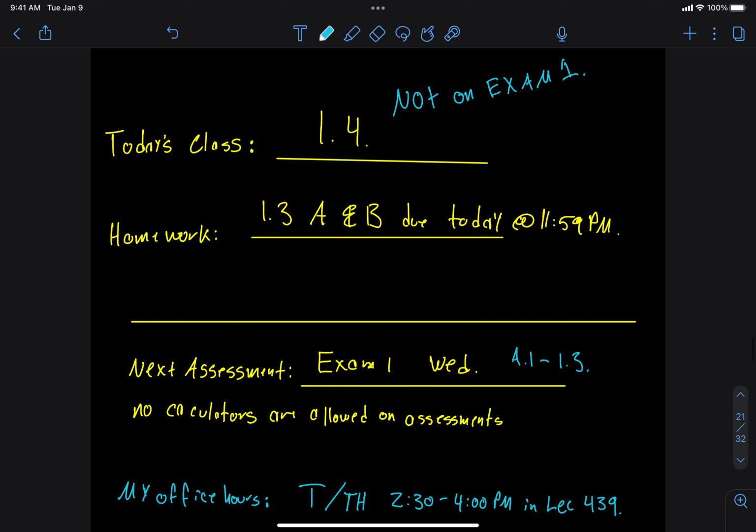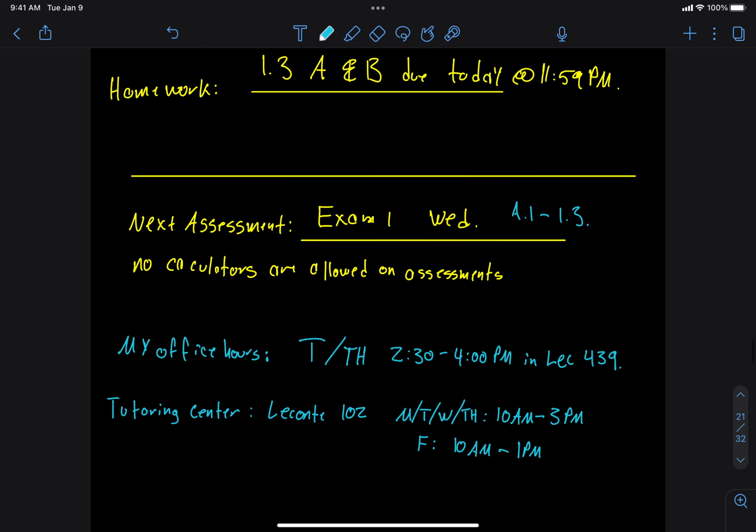So I believe you have two homework assignments today. There are two, but they're both really short, on 1.3, due today. One is on the slope of a line and then parallel and perpendicular lines. Those are due today at 11:59. If you need an emergency extension, just send me an email, but I'd like everyone to finish those homeworks before we have the exam on Wednesday.